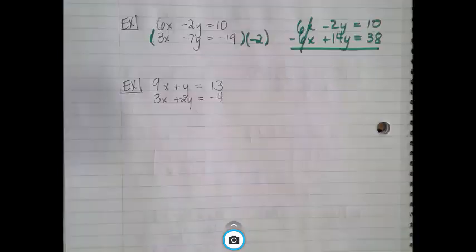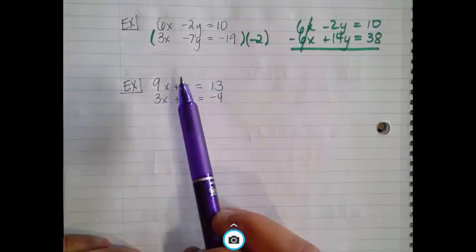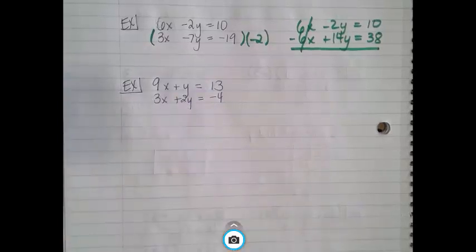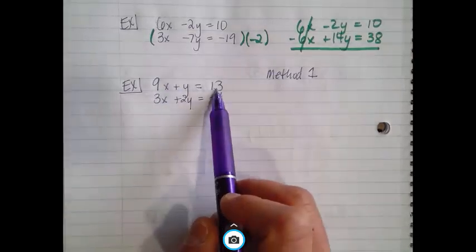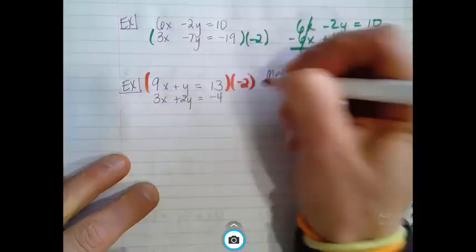For this next one, think about how you would get variables to cancel. Would you do x or y? And what would you multiply by? Give it a try and then unpause the video and check your answer. The way I see it, there are two ways to think about this. Method 1 would be to take the first equation and multiply by -2. And that would cancel out the y's.